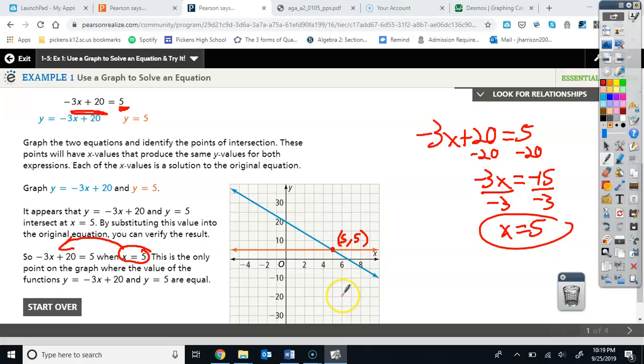Guys, remember, when we graph a line, every point on the line is a solution. So if we graph two different lines or two different sides of the equation, we can find a point that works for both of them.